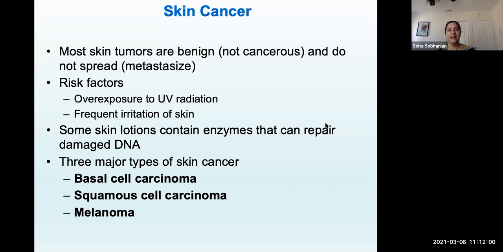When we talk about skin cancer, guys, two things to remember. First of all, the word metastasize implies that it is rapidly spreading to the rest of the body, or it has spread to the rest of the body. And then the second thing is the treatment, whether they are sensitive to treatment or not.